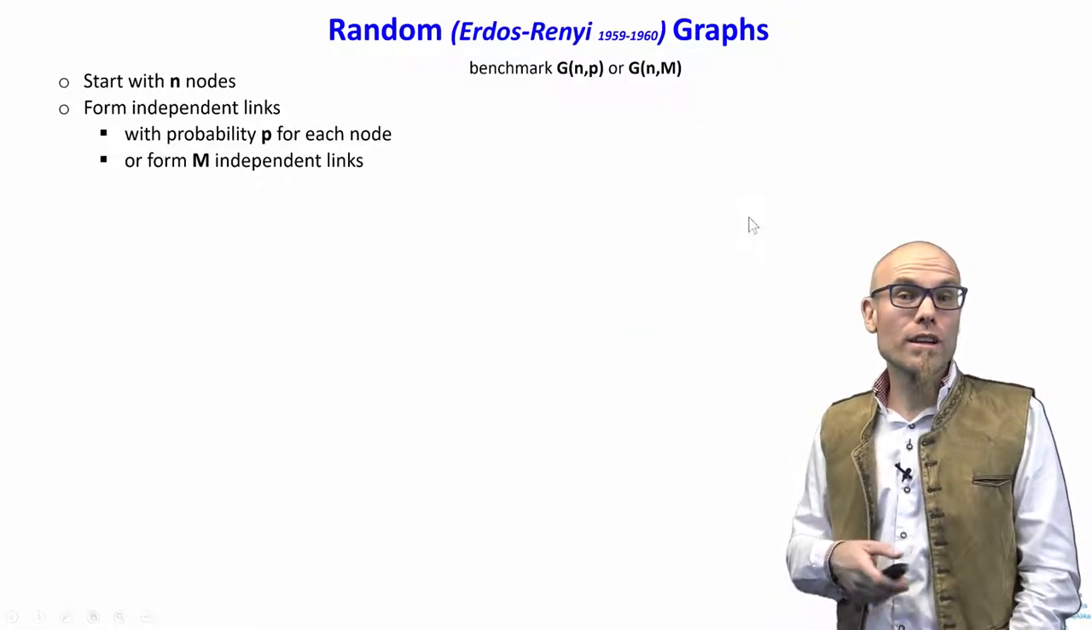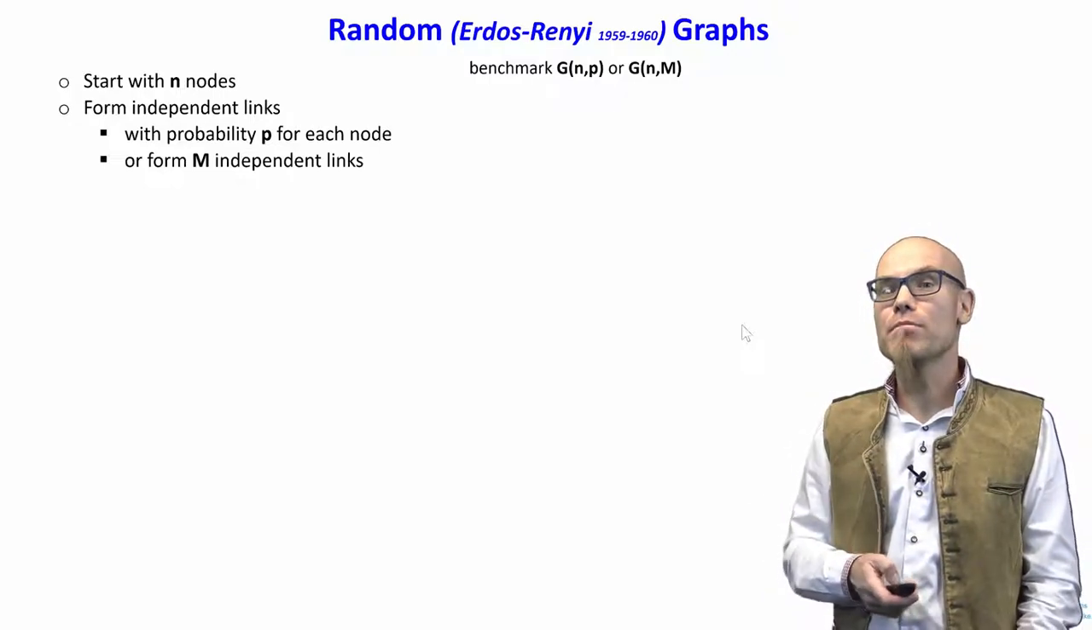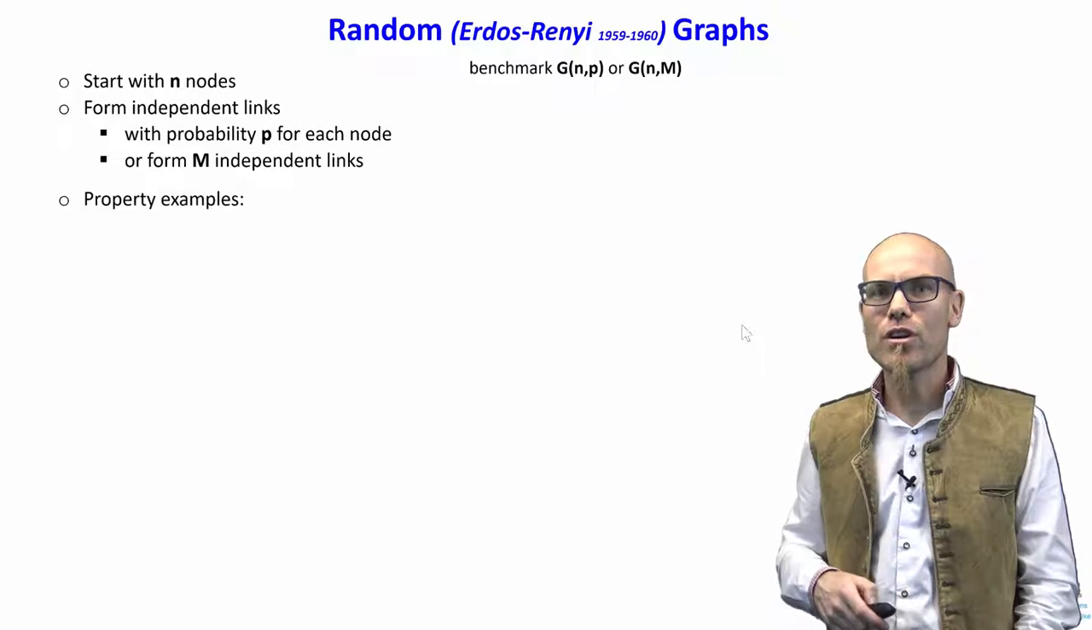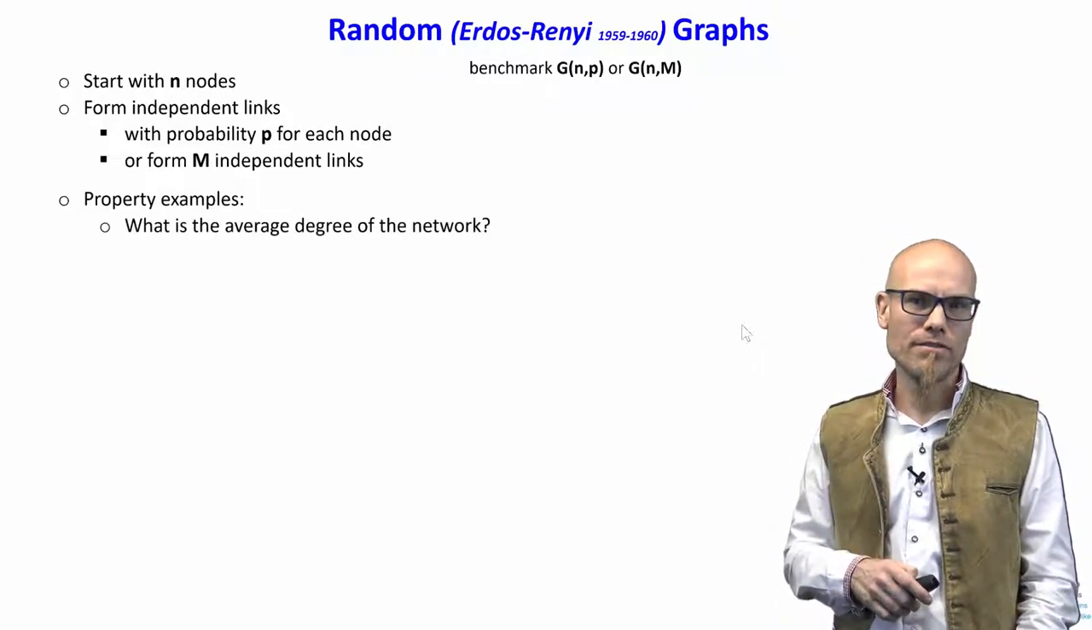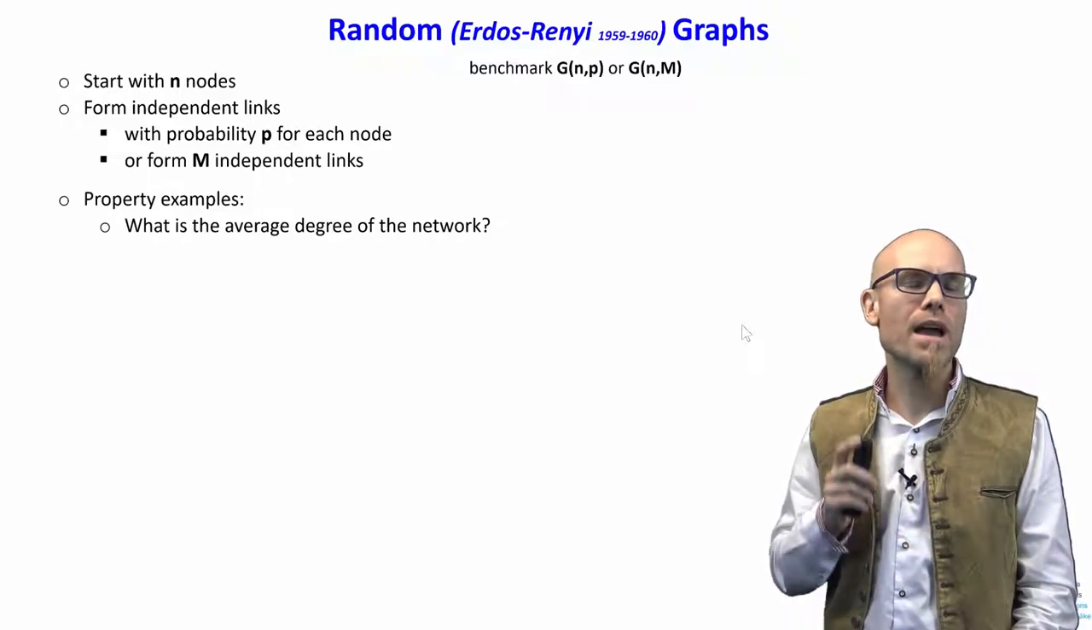And then you can look at some properties that these random networks should have. For example, you can ask in a random network, what's the average degree of this network? And you can do that in two ways. You can have a numerical solution.